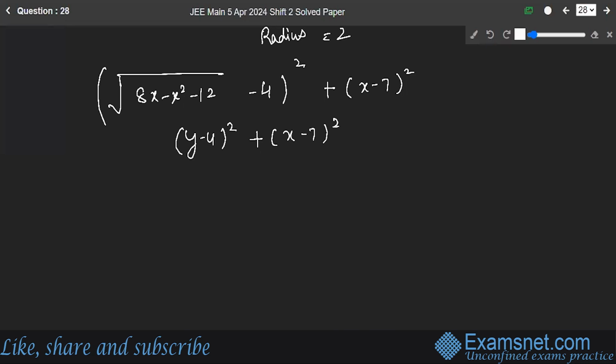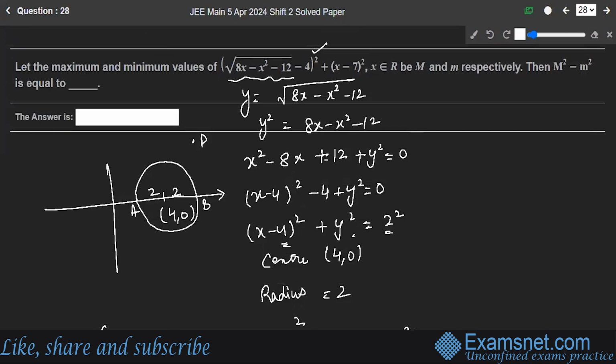This again represents a circle with the center at 7, 4, right? And there is no radius. That means it represents a point. So this is a point P, 7, 4. Correct? Now, the maximum distance, the maximum and the minimum value for this. So the maximum one will be given by this, PA square.